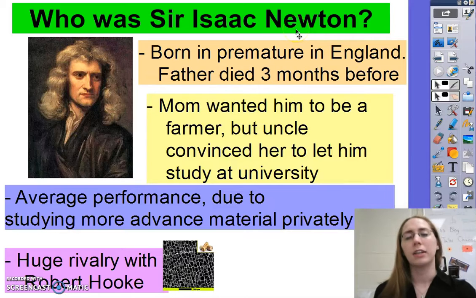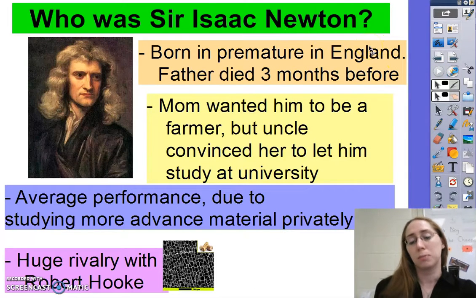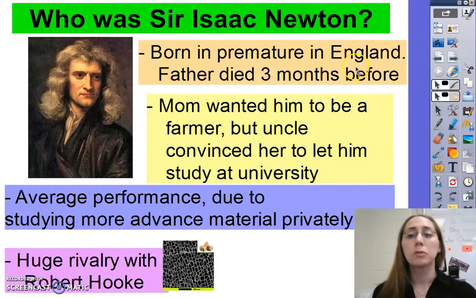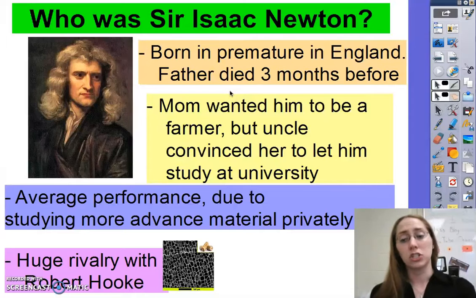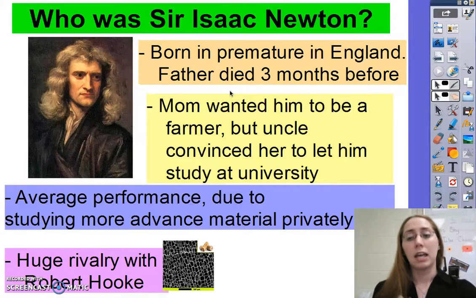You've heard his name a lot in different science classes over the years, but let's talk about how he became this person we all talk about. He was born in England, and he was a premature baby. He was also born to a single mother because his father had died 3 months before he was born, so he never knew his dad. His mom, after trying to be a single mom for a while, gave him to his grandparents to raise, and she went and remarried.